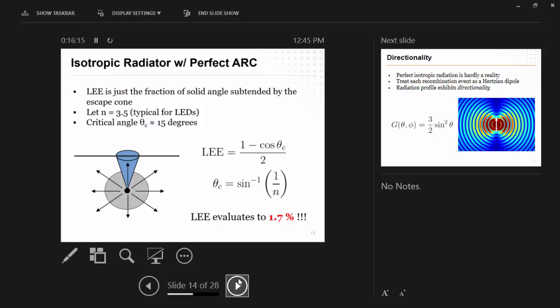If I imagine a perfect anti-reflective coating, all the light that falls inside the escape cone is going to escape, and any light outside of it is trapped forever and reabsorbed. You put all that information into that integral, and you can calculate it. A typical LED might have an index of refraction around 3.5. That means an escape cone of, say, 15 to 20 degrees, which when you plug into the integral gives me something like 1.5 to 2% light extraction efficiency.